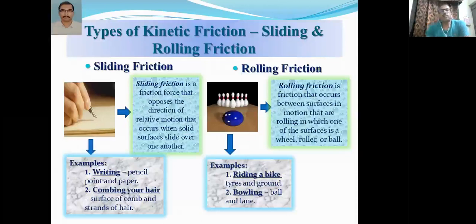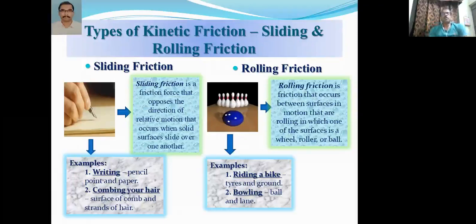So what are the types of kinetic friction? One is sliding and another is rolling friction. What is sliding friction? Sliding friction is a friction force that opposes the direction of relative motion that occurs when solid surfaces slide over one another. That is, friction force always prevents the relative motion between the two surfaces.